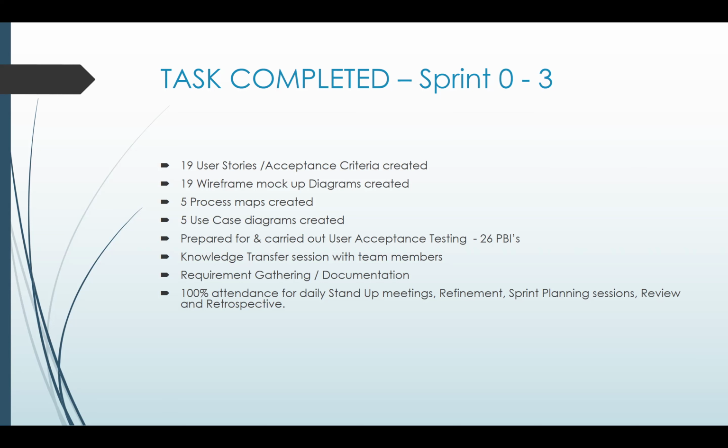So looking at this slide here, it shows the tasks I have completed from Sprint 0 to actually Sprint 4, not Sprint 3 anymore. So far, I have created around 19 user stories and acceptance criteria, 19 wireframes, mock-up diagrams, 5 process maps, 5 use case diagrams. I prepared and also carried out user acceptance testing, like I mentioned earlier on, for around 26 PBIs.